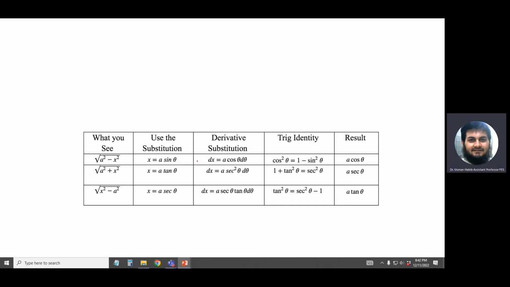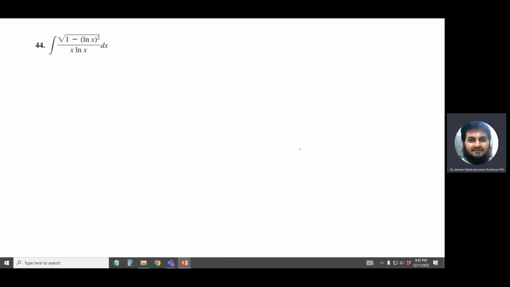Once you do that, you should be ready to have dx equals a cos of theta d theta and the trigonometric identity cos square plus sine square equals 1. So let's do a couple of examples. The question might be like this. This is again from the book. I thought this is a good example to solve.